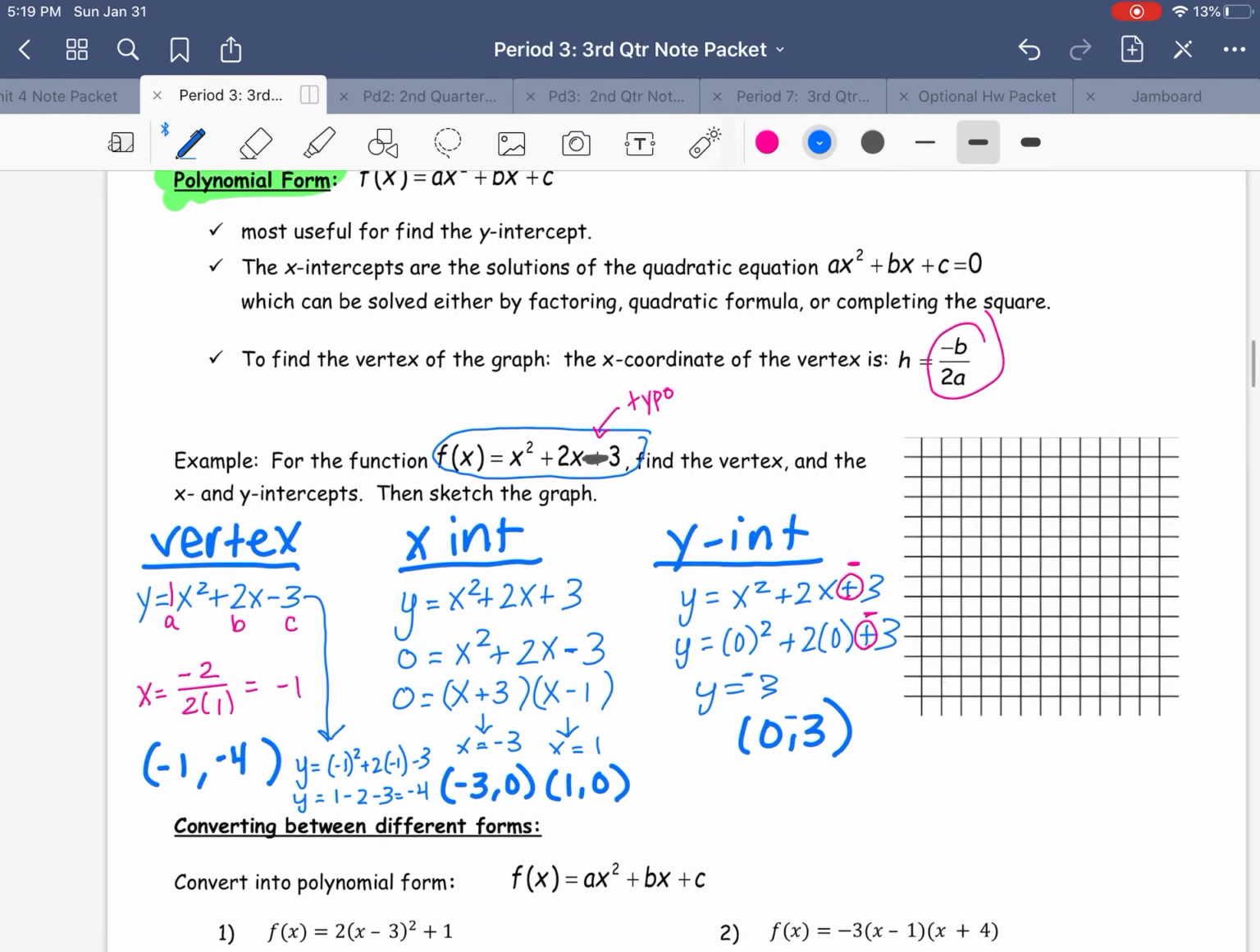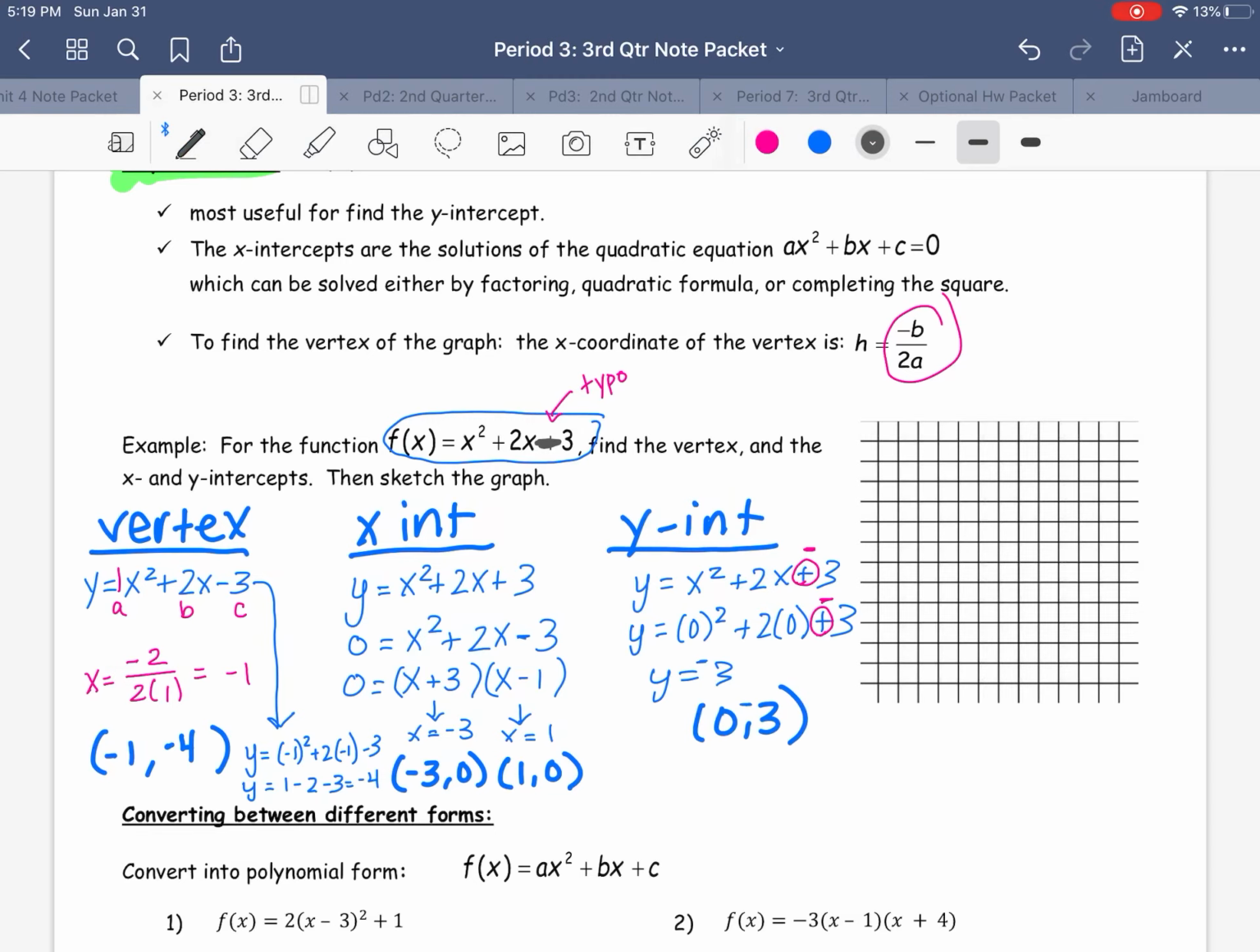All right, let's go over to our graph, and let's put our axis on. And now let's start plotting all of our points. So we can start with our vertex if we want. Do our x-intercepts. Our y-intercept. And then connect up as best as you can. It should look like a U-shaped graph, like a parabola.